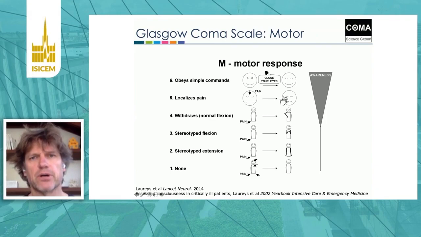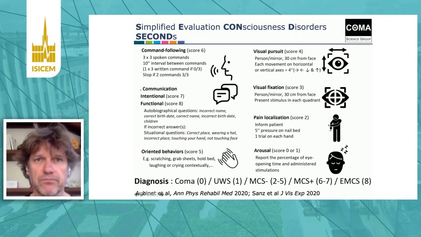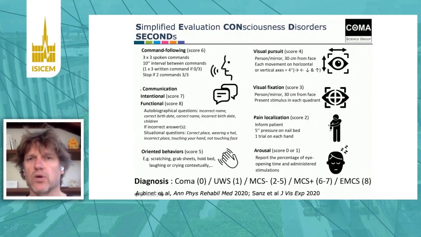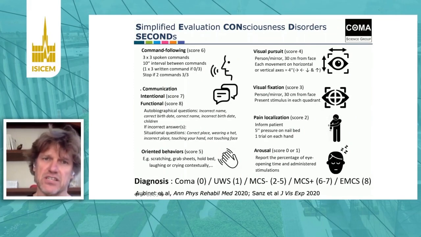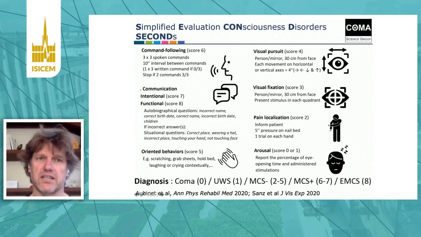I'll here propose a new scale that I hope will be as simple to use as the Glasgow Coma Scale, but that will give us clinicians the sensitivity and the specificity of the coma recovery scale. You see it here. First, again, and we all do that, we look for command following. But it is made very explicit. There's 3 commands, 10 seconds between the commands, and if you have a response, at least 2 out of 3, you get score 6. Then you look for communication, which is of course very important.